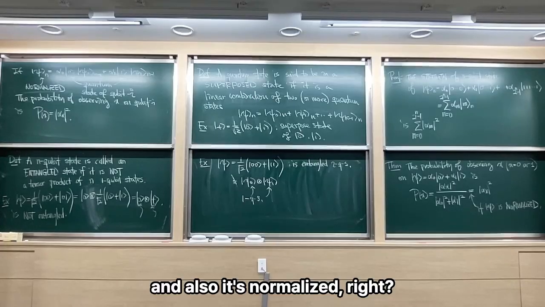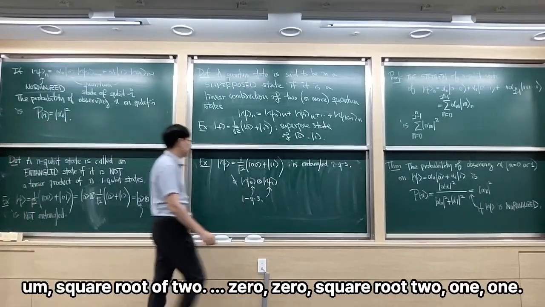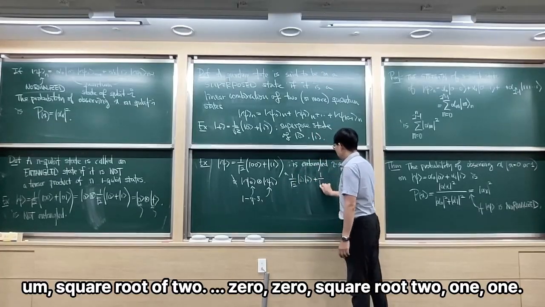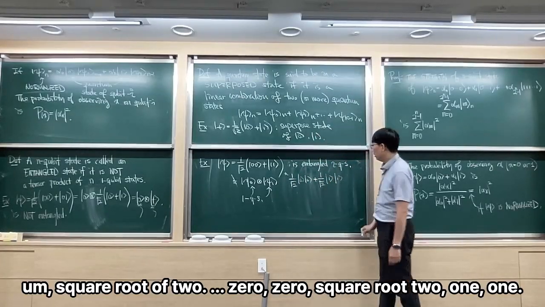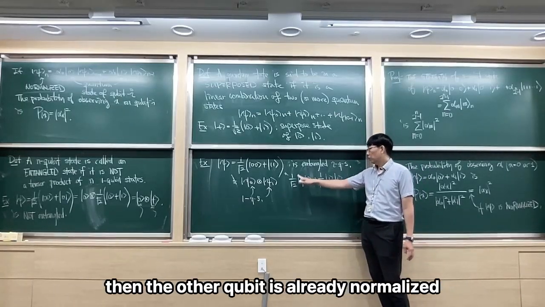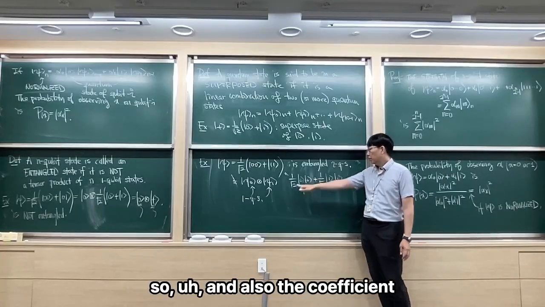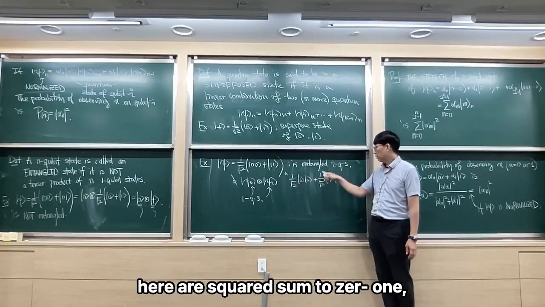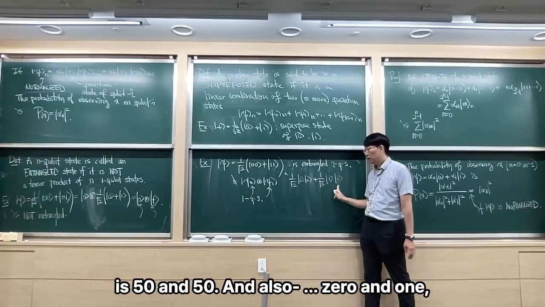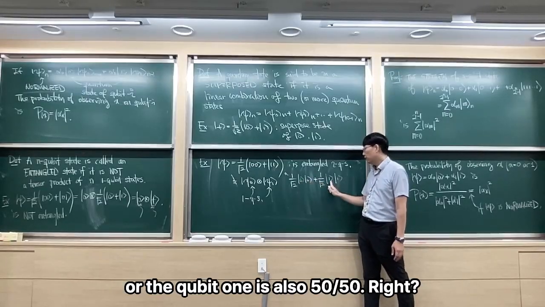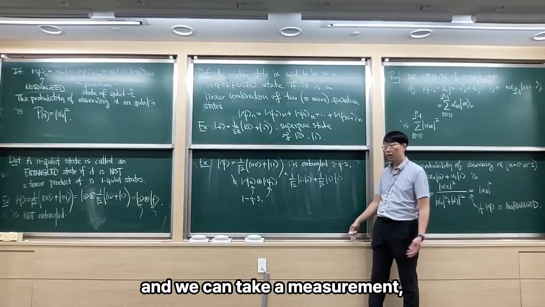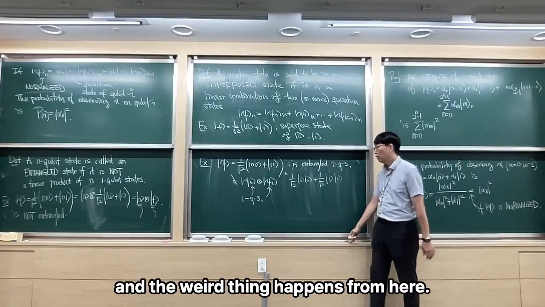And also it's normalized, right? You can see that it's 1 over square root of 2, |00> plus 1 over square root of 2, |11>. If you take a measurement on qubit 0, the coefficients squared sum to 1. So the chances of observing 0 and 1 on qubit 0 are 50-50, and the chances of observing 0 and 1 on qubit 1 are also 50-50. Okay? So it's a normalized state, and we can take a measurement. And the weird thing happens from here.